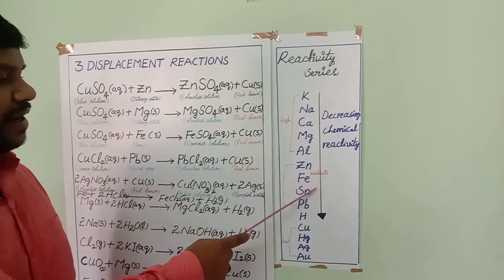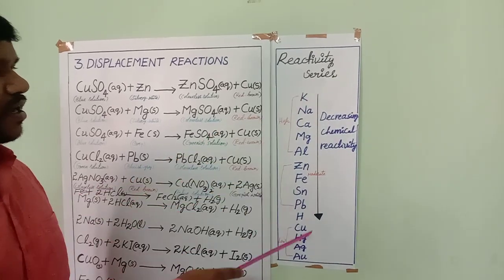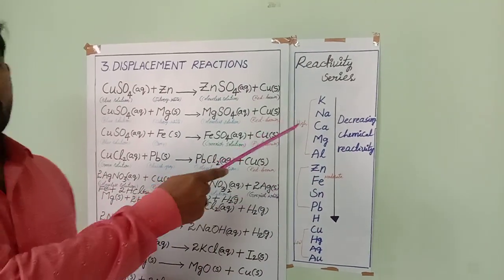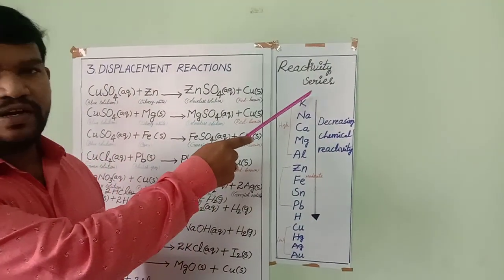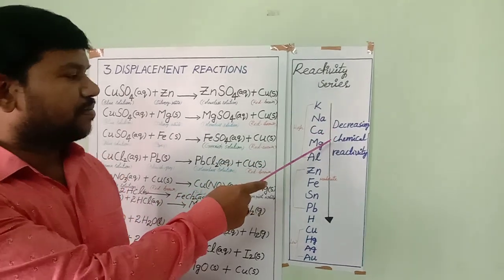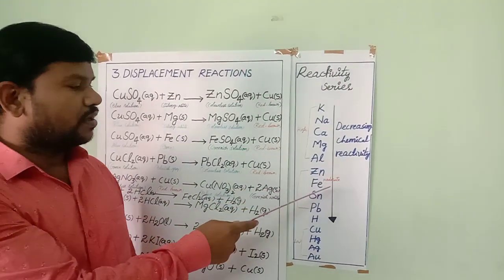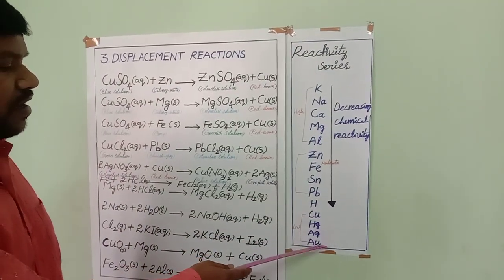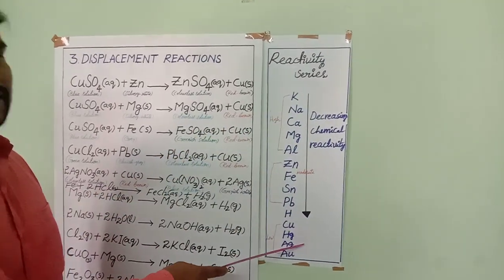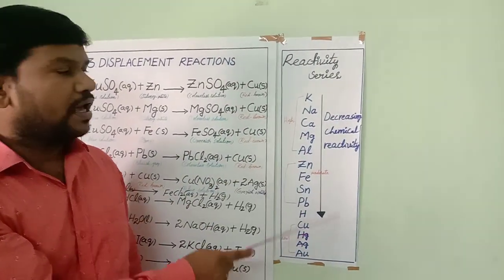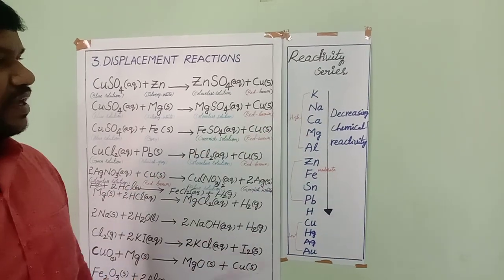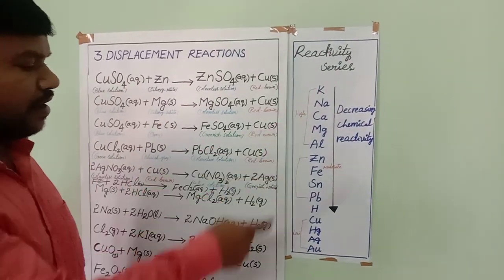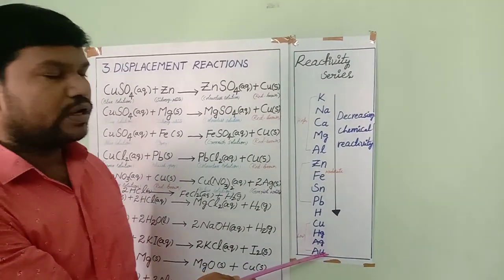These are some of the metals we arranged here in a vertical column according to their decreasing chemical reactivity. The first one is potassium, then sodium, calcium, magnesium, aluminium, zinc, iron, tin, lead, hydrogen, copper, mercury, silver and gold. So these are in decreasing order of the reactivity of the metals. In this vertical column, the topmost metal is potassium. It is highly reactive, and at the bottom there is gold. It is a low reactive element.